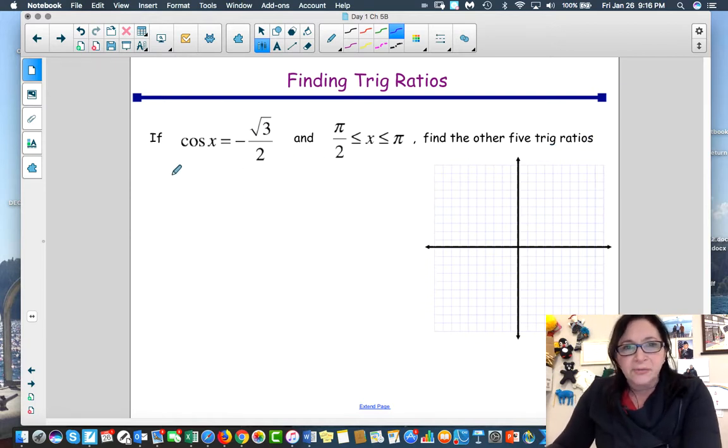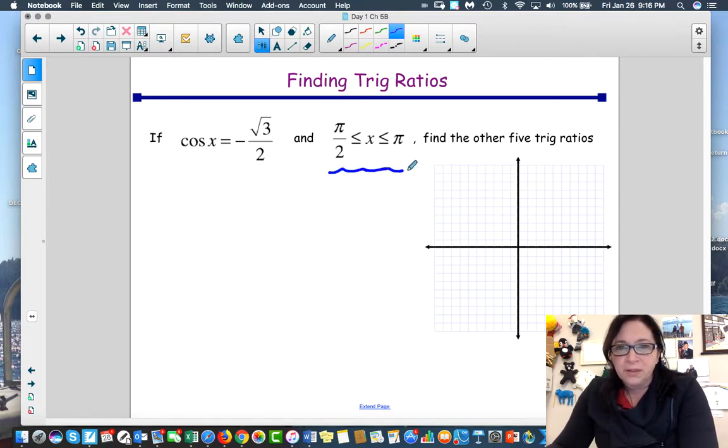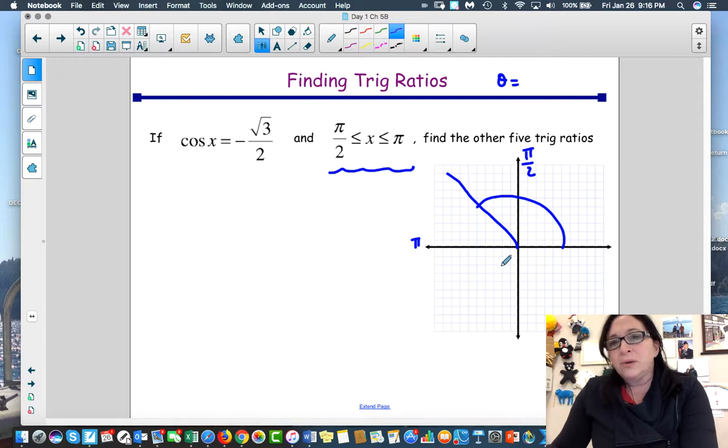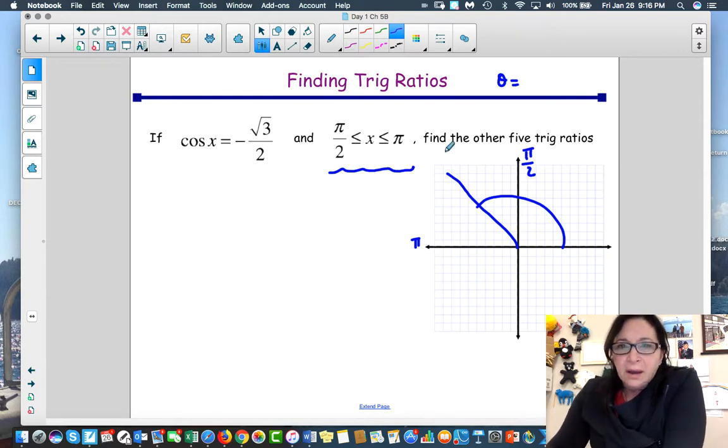For this question right here, it says if cosine of x is equal to negative root 3 over 2, here's a little bit of a restriction: x has to be in between pi over 2 and pi. So what that means is if this is pi over 2, starting here and going around, and this is pi, it means that x, our angle, is going to be in between here. And keep in mind that because we're using x as opposed to theta, we are in radians. Our answers will be in radians, or at least our functions will be of the angle.